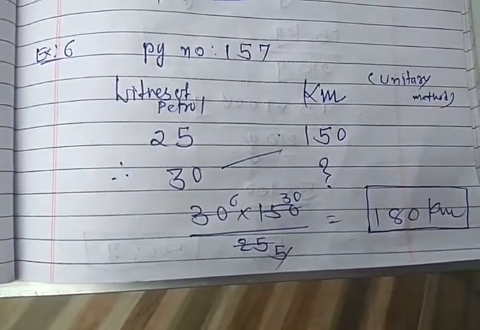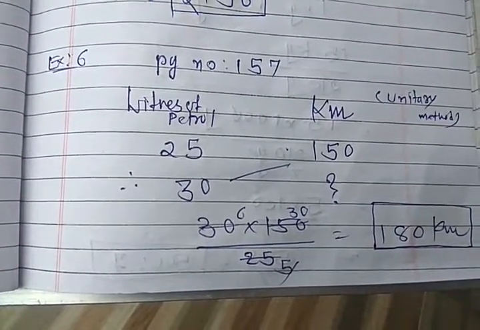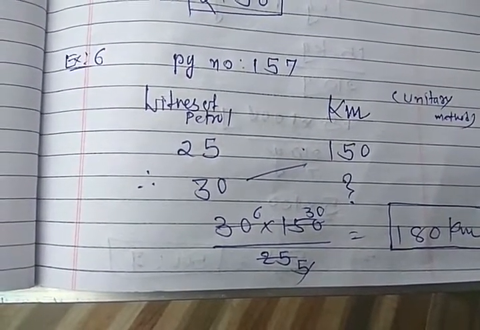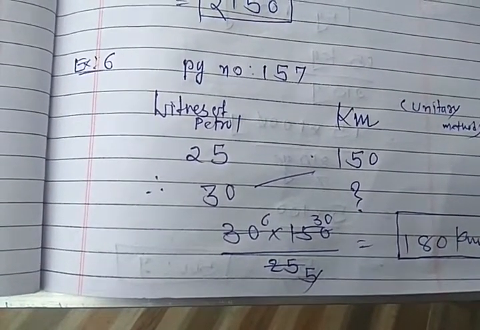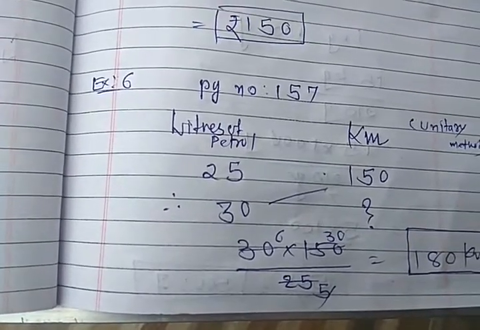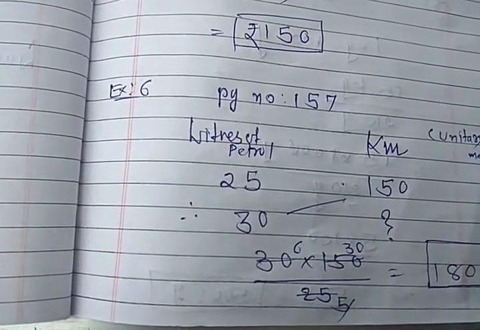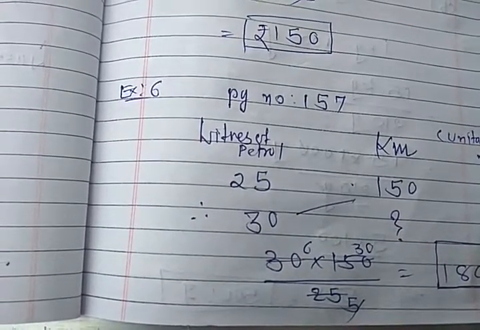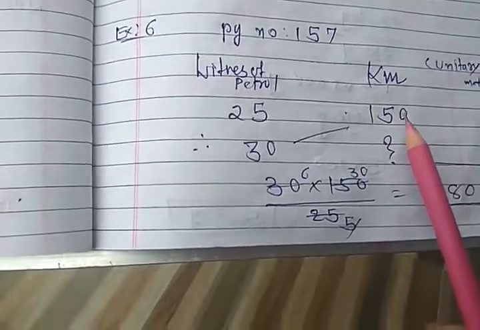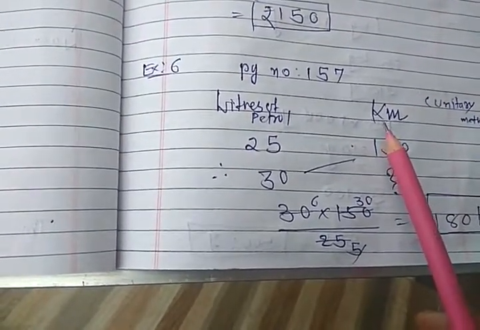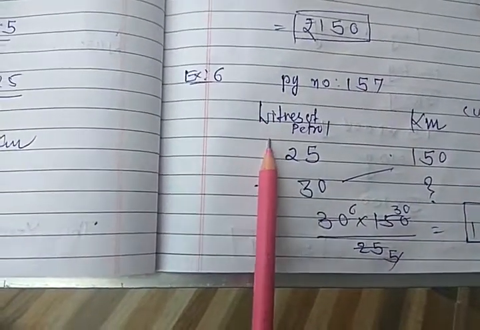Now students, example number 6. Please see the question from textbook. The car that I own can go 150 km with 25 liters of petrol. How far can it go with 30 liters of petrol? Here you have to find out how far the distance is, measured in kilometer. So first of all I put the quantity kilometer on right hand side and liter of petrol on left hand side.